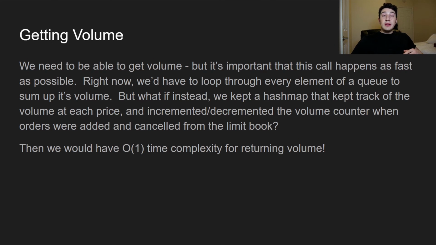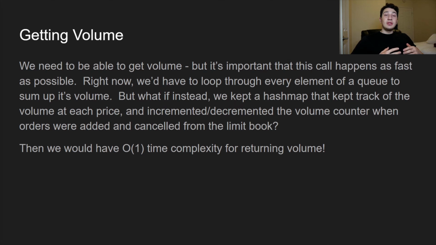The reason for this being that we have to iterate through a queue at a given price point and add up the sums of the number of shares that each order wants. So instead, as opposed to lazily figuring out what the volume is, we can actually pre-compute it. And we can do this by maintaining a hash map.